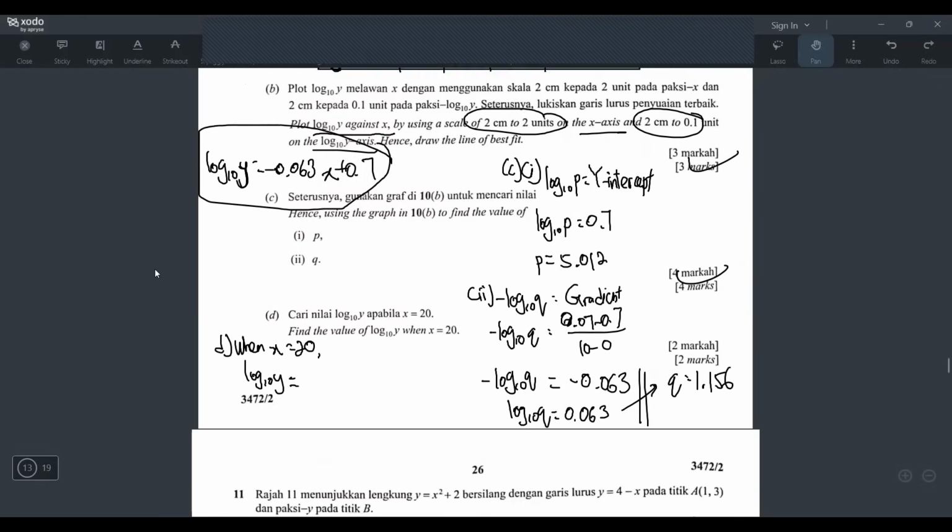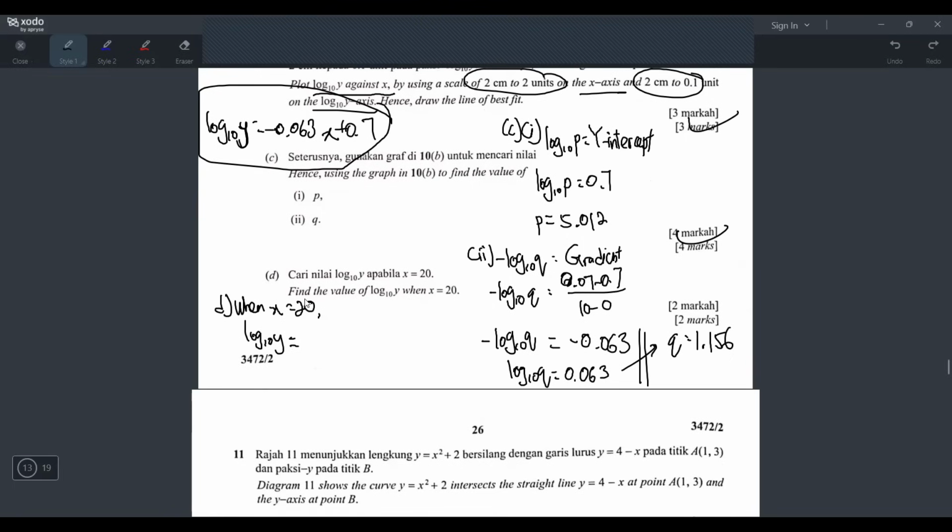So what I'm going to do is I'll use this equation to just sub the 20 inside lah. So it becomes negative 0.063 times 20 plus 0.7 because the x is 20, right? And then use calculator, then you can get your log y answer, right? So let's press calculator. Negative 0.063 times 20 plus 0.7. Okay, my calculator gives me negative 0.56. So that's the answer.